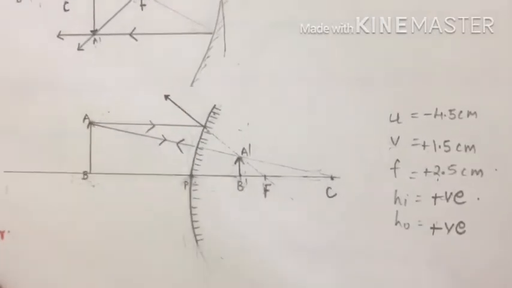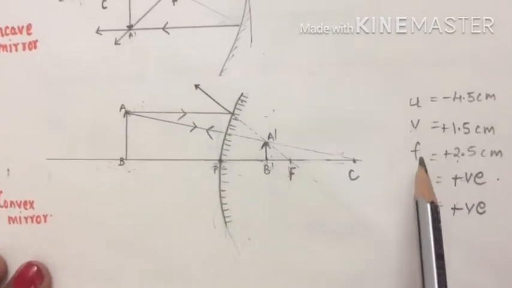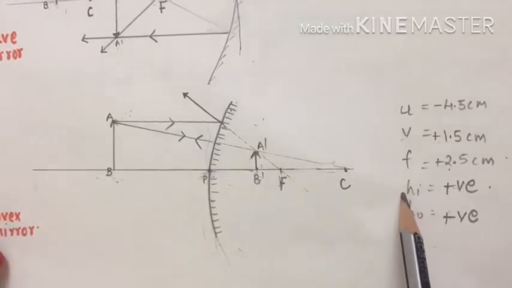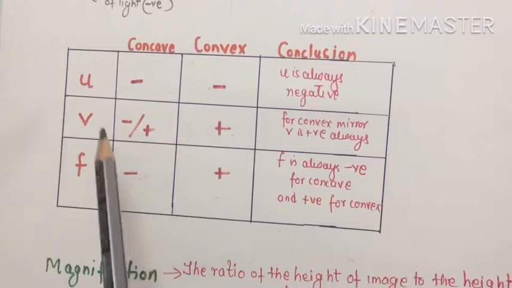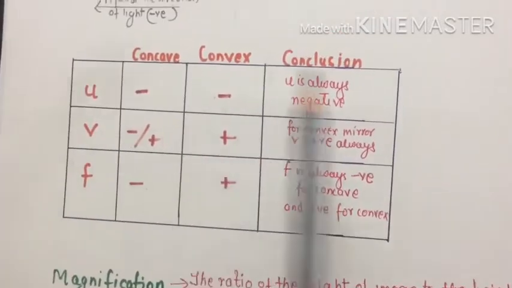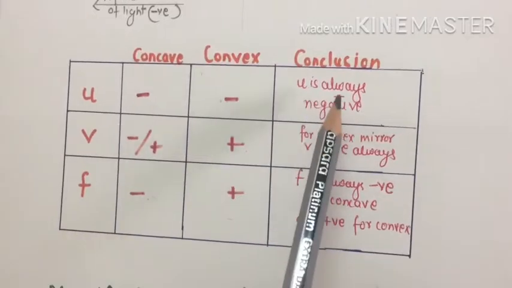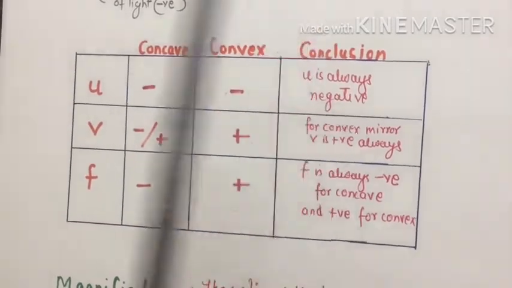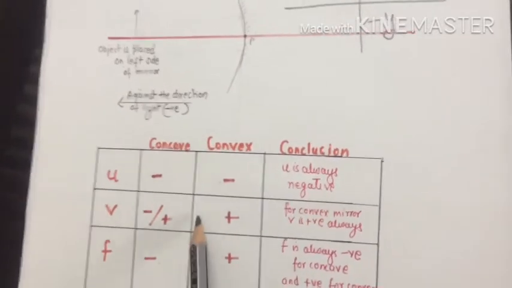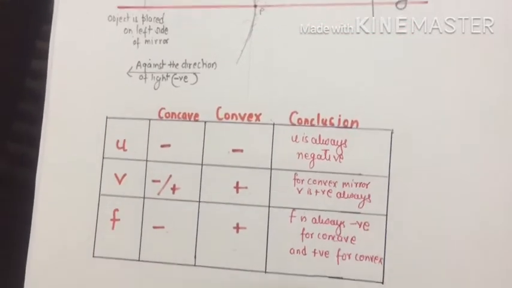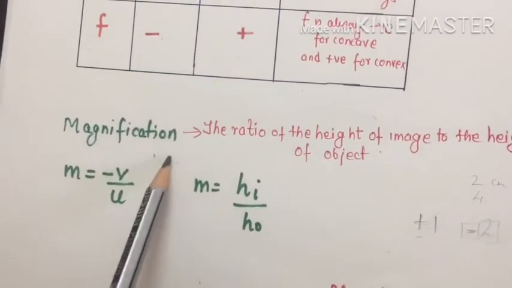This is how we follow the rule, and we can write these signs associated with object distance, image distance, and focal length. Everything we have learned, we can keep in the form of a tabular column. You can have a look at that. u is the same for either concave or convex, because the object will always be kept on the left hand side. So u will always be negative. You can go through all these u, v, f details in this tabular column. One more thing we have to learn, and that is magnification.